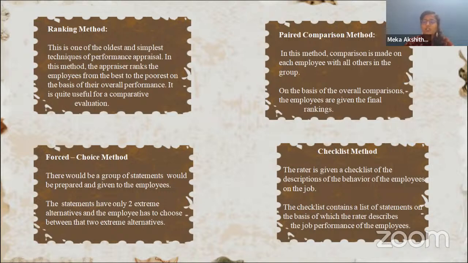So that is about the checklist method. If the employee is punctual, they would put a right mark. If the employee follows rules and regulations, they would put a right mark. If they feel the employee doesn't follow those rules and regulations, they would put a wrong mark. After taking all the statements which are suitable for the employee, they would evaluate the employee based on those statements.